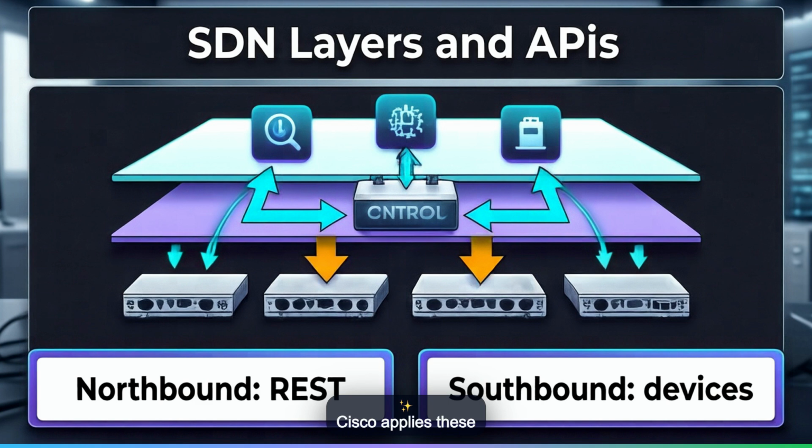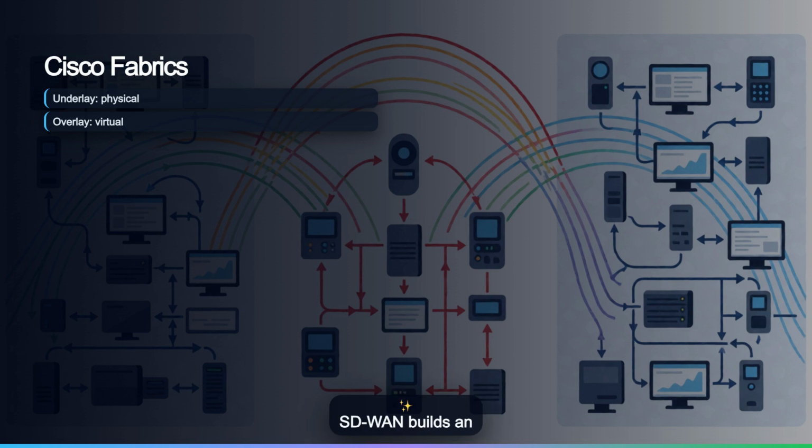Cisco applies these ideas in several domains. SD Access automates wired and wireless campus networks with Cisco Catalyst Center, formerly DNA Center, as controller. SD-WAN builds an overlay of IPsec tunnels across available WAN transports, such as Internet, MPLS, cellular, or satellite, with controllers for onboarding, control, and management roles.